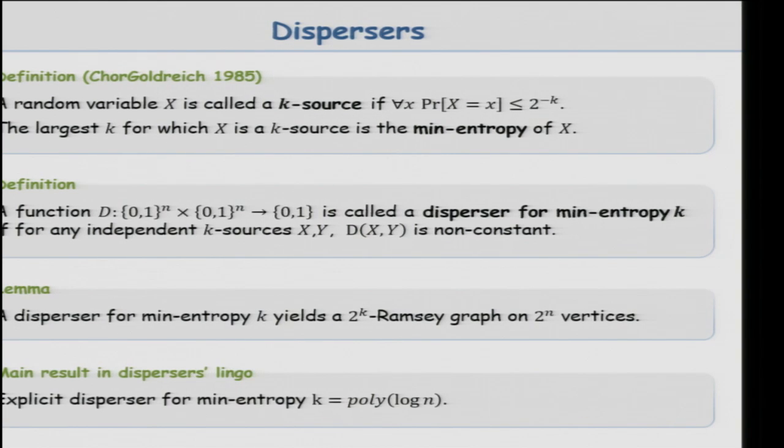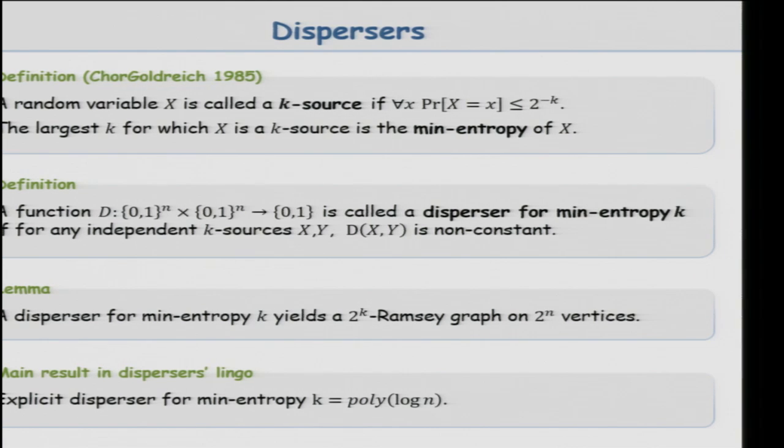And okay, so to Noga's question, the main result in dispersers lingo is an explicit disperser for min-entropy polylog n. This is what we actually thought of getting. But if you want to consider Ramsey graphs, you want to get log n plus a constant if you want to actually meet Erdős's bound, which should be very hard. I mean, with log n plus a constant you don't have much freedom there.